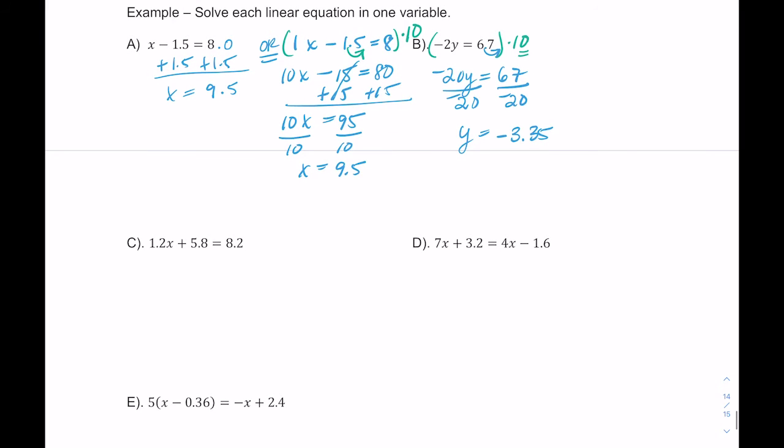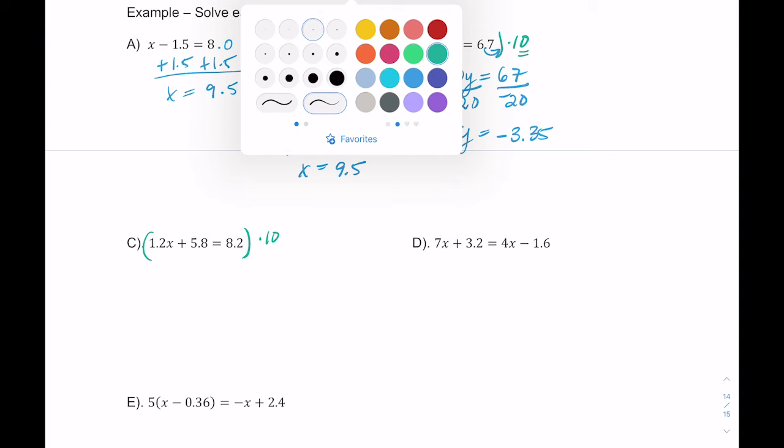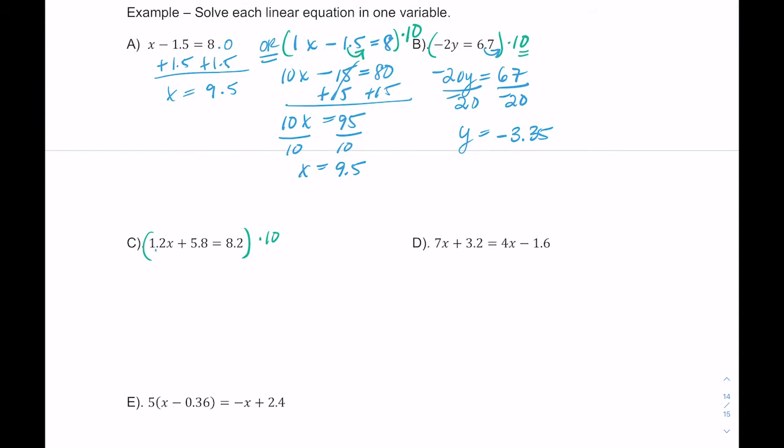Okay, in my next problem, I'm going to scan the problem. I see decimals, but I only see one place after each decimal. So that means I'm just going to multiply the equation by a power of 10. So all that's going to happen is the decimal points are going to move over one place. So you're just going to end up with 12x plus 58 equals 82. And then you would solve this like you normally would.